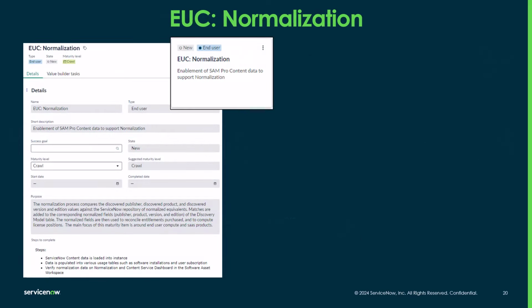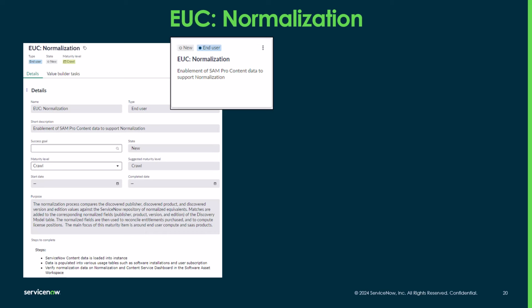Okay, so now you've got your service graph connector configured. What do you do with all this data? Well, you're going to want to go through the normalization process. So EUC, end user compute normalization. What the normalization process does is it compares the discovered publisher, product, and version against ServiceNow's content repository of software, and it helps normalize that data down into a normalized value for publisher, product, and version and edition, right?